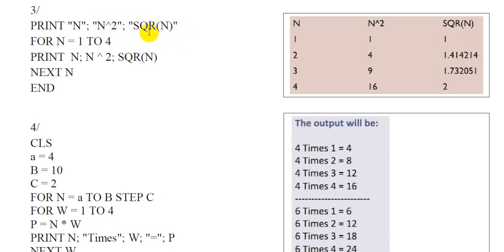SQR, the square root of n. Square root of n, as you can see, will be exactly a bracket between two commas, for n equals 1 to 4. Print n, whereas the comma in between n and n up to 2 is considered in this case, whereas n up to 2 and SQR n, as you can see. Next and conclude.